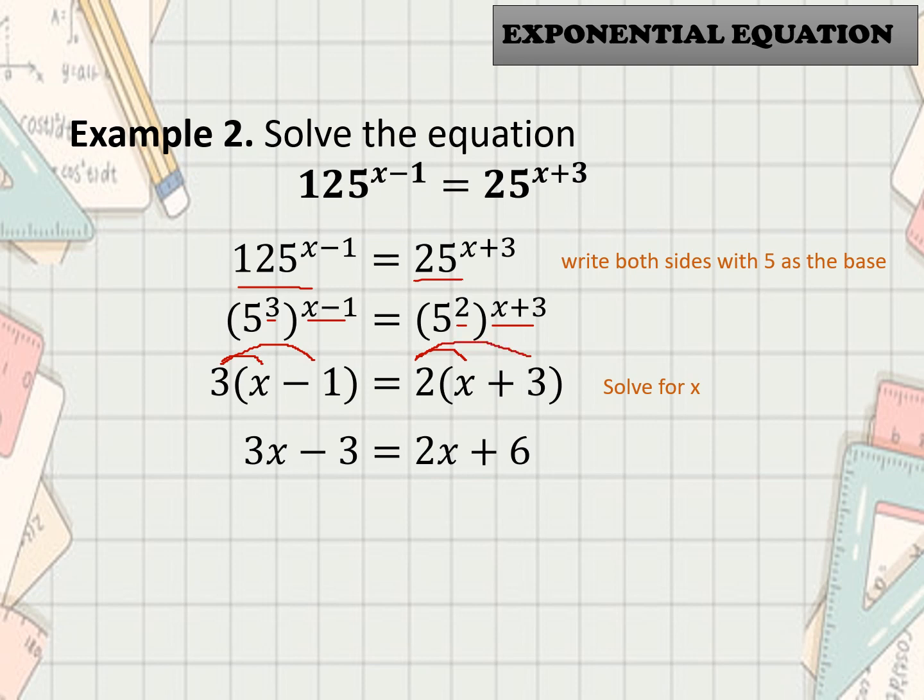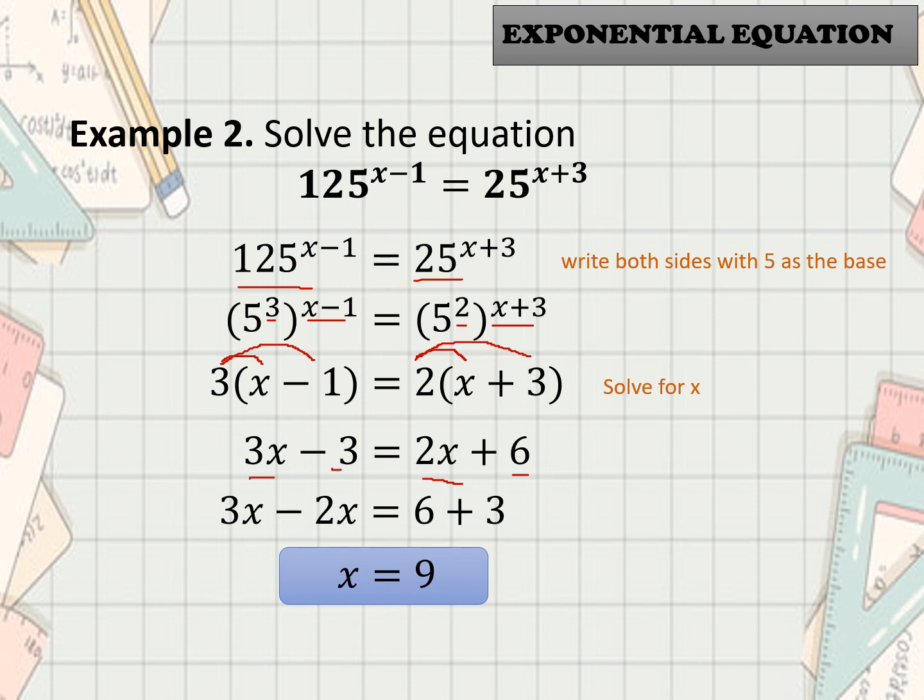Okay, next is to combine like terms. So, ang like terms lang natin is si 3x and then si 2x. So, pagsamahin natin yan sa isang side. Then, si negative 3 tsaka si positive 6. Okay, so magiging 3x minus 2x equals 6 plus 3. So, 3x minus 2x is equal to x. Then, 6 plus 3 is equal to 9. So, the final answer is positive 9.